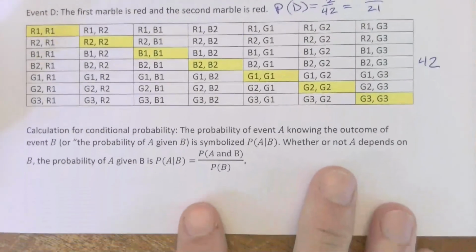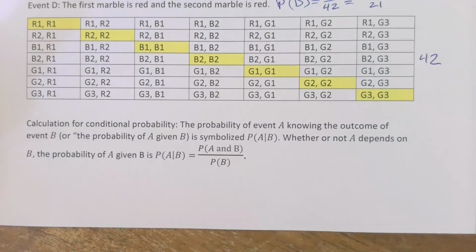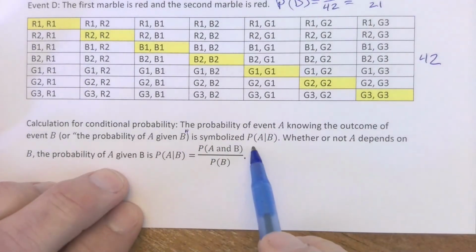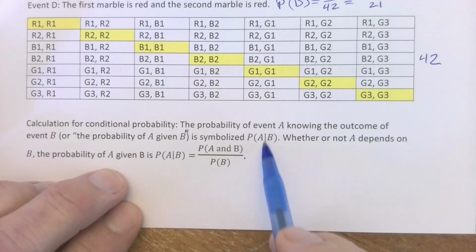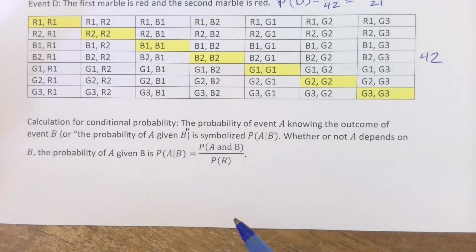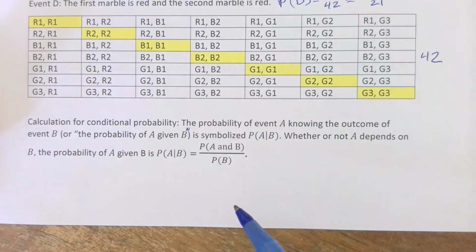So notes here at the bottom of the page. Conditional probability. The probability of an event A, knowing the outcome of event B, which is often read the probability of A given B, is symbolized like this: probability of A slash B, A given B. And it doesn't really matter whether the events are independent or dependent. This can always be calculated like this. And I think the next example will illustrate that. So here's the idea. You're going to find the probability that both A and B occur and divide it by the probability of B to get this conditional probability.